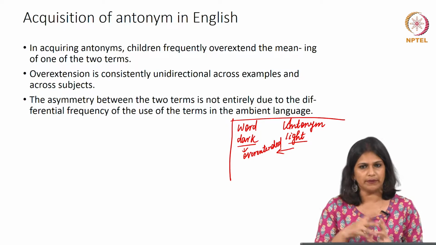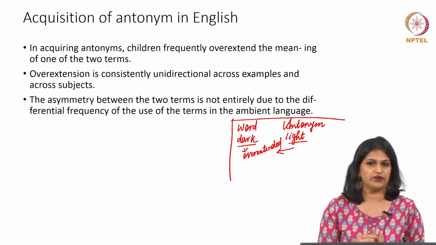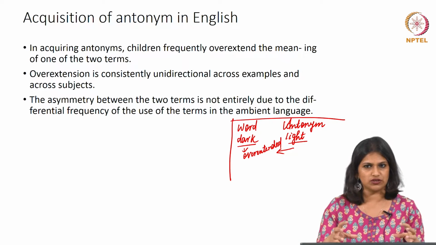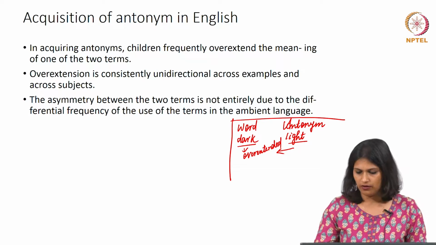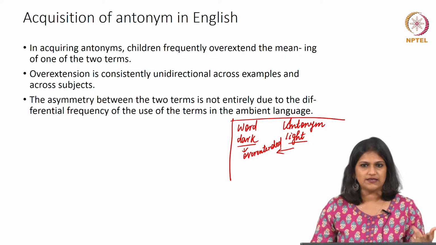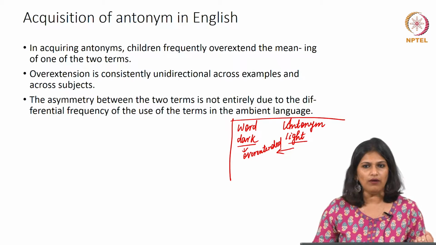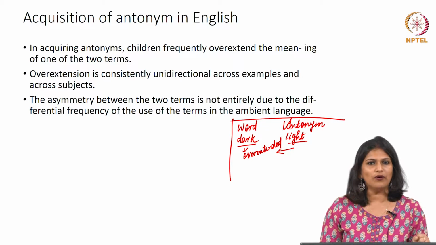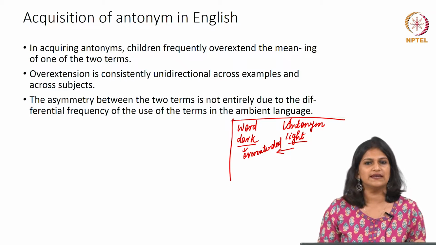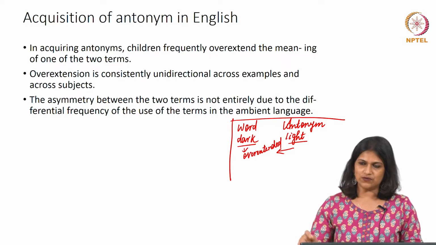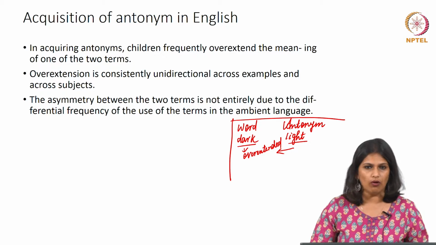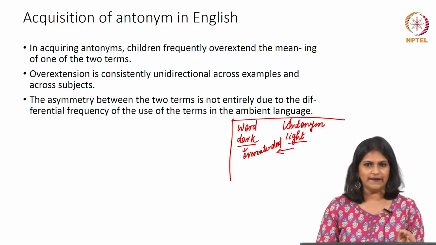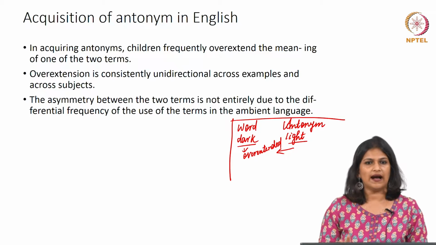So, let me give you an example to understand the asymmetry of overextension. When you say more, it means something additional, okay, and what is the opposite of more? It is going to be less. So, when the child is acquiring more, this has been adapted by less, but more is not used to mean less. That means less would be anything but more, short would be anything but tall. So, that is why the semantic overextensions are asymmetric.